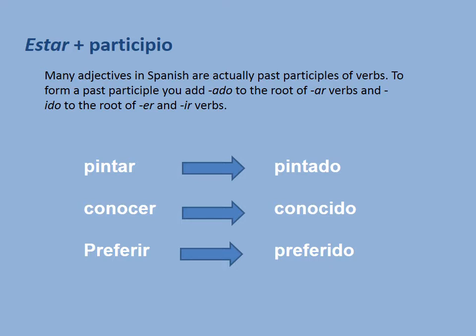In order to make a past participle, for the regulars of course, you're going to just drop the AR and add ado for the AR verbs, and you're going to drop the ER or IR and add ido. The examples we have here are pintar becomes pintado, painted instead of to paint. Conocer becomes conocido, so instead of to know, it's known. That one doesn't have the ed ending in English, but preferir becomes preferido. My preferred class is español, obviamente. So all you have to do is take off the AR, ER, IR, and add ido or ado.